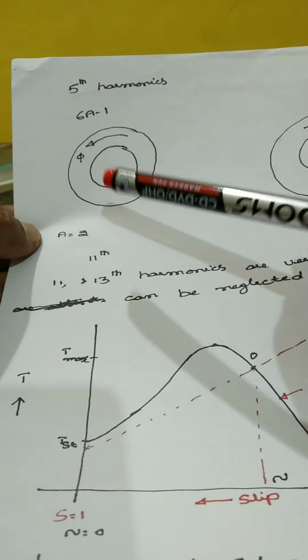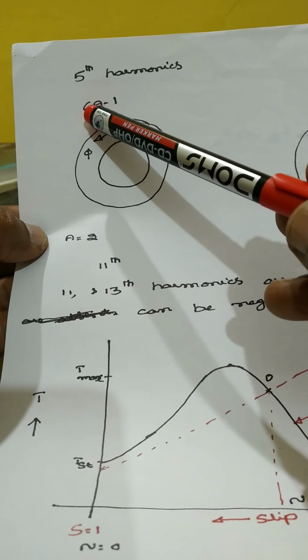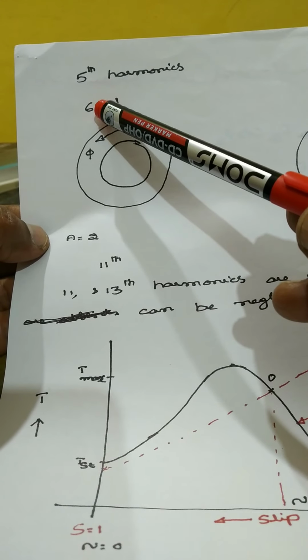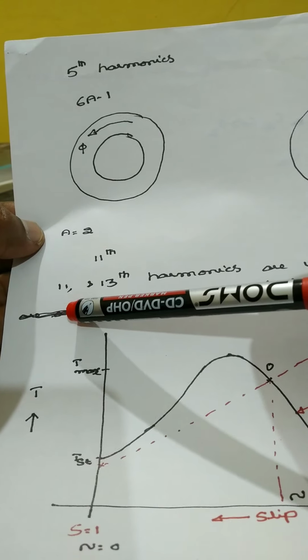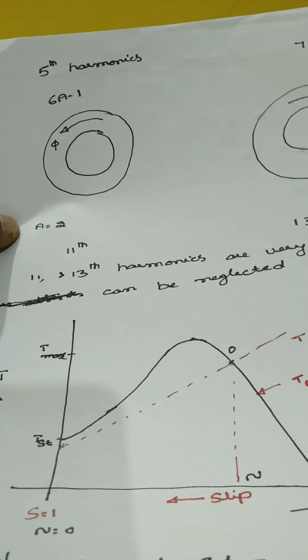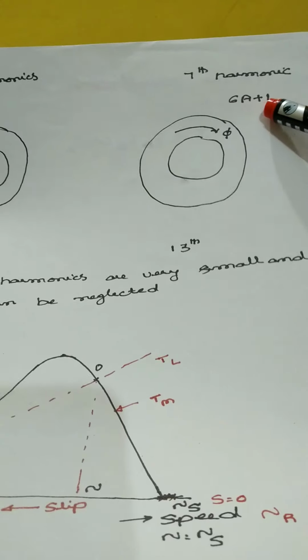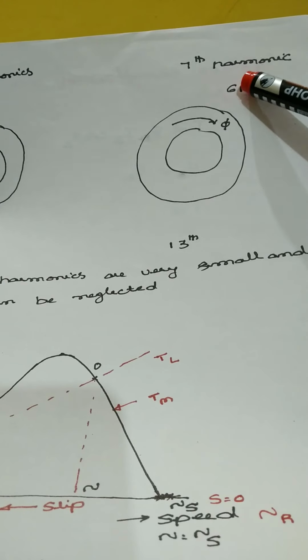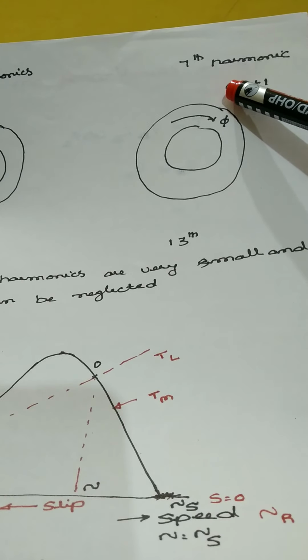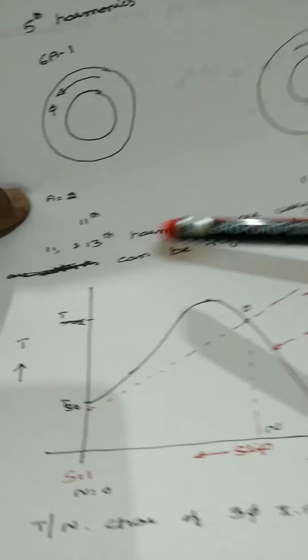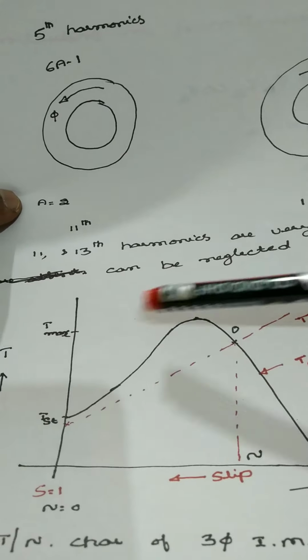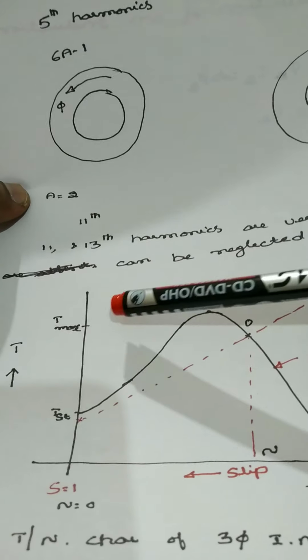When a is equal to 2, 6 into 2 is 12, and 12 minus 1 gives the 11th harmonic. In the formula 6a plus 1, 6 into 2 is 12, plus 1 gives the 13th harmonic. The 11th and 13th harmonics are very small and can be neglected.